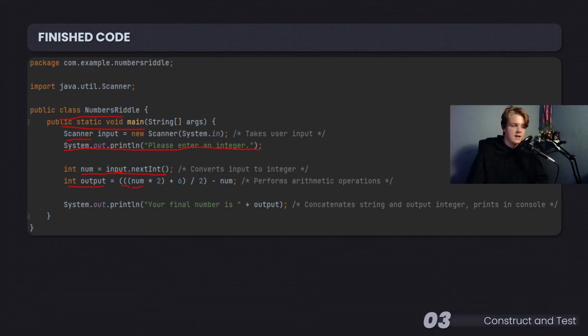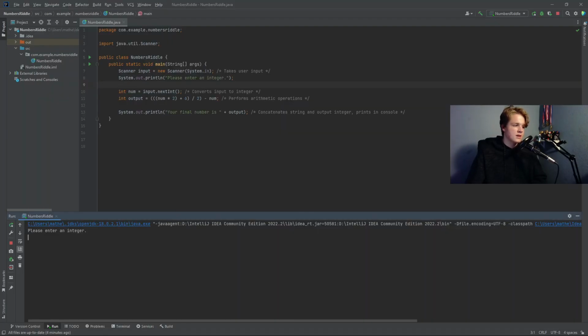And this final line here, this print line statement, simply prints our concatenated string into the console. So it says your final number is, and then we add the output variable to that, and it outputs it in one whole string in the console. So let me demonstrate how it works in my editor here. So right here it says please enter an integer. So let me enter in something like 896. And it says your final number is 3. It did all the math we needed right here, and it worked.